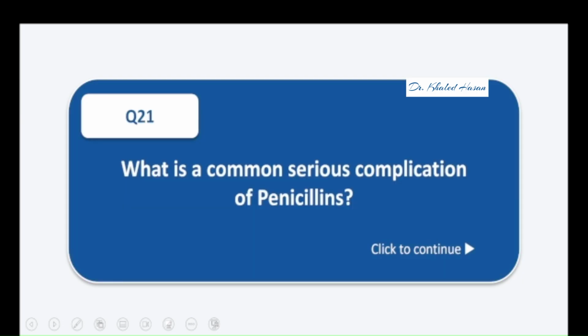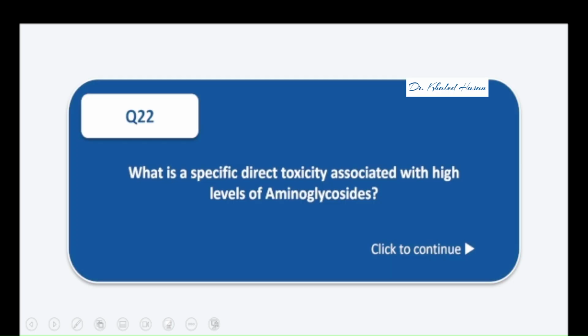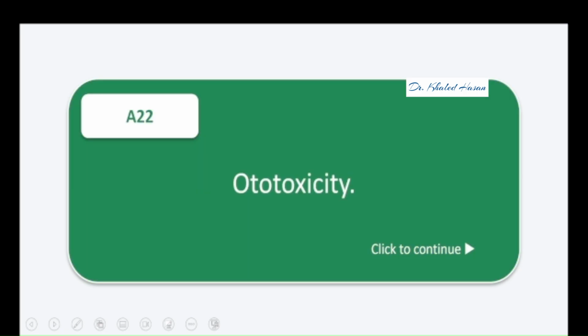What is the common serious complication of penicillins? Here we ask about serious complication. Hypersensitivity reaction ranging from urticaria to anaphylactic shock. What is specific direct toxicity associated with high levels of aminoglycosides? We have ototoxicity. We can add here also nephrotoxicity. So direct toxicity from the aminoglycoside, ototoxicity, nephrotoxicity.